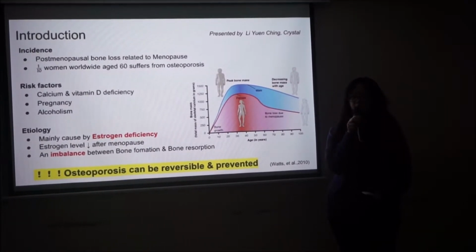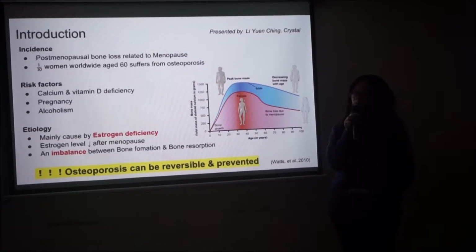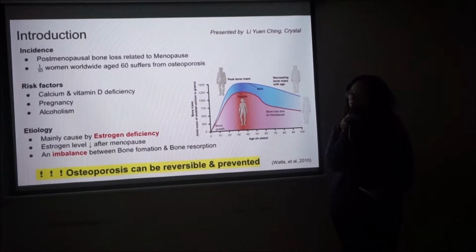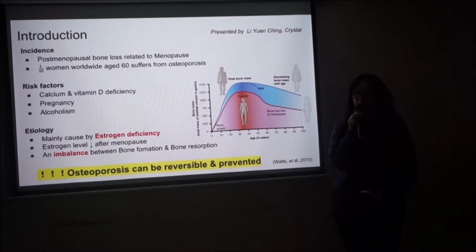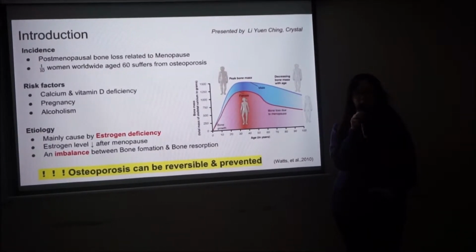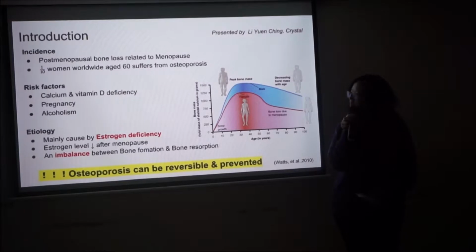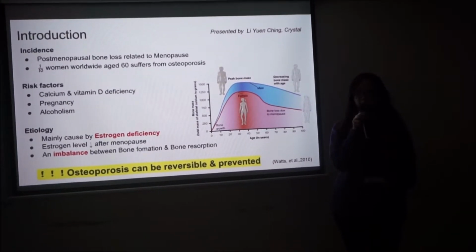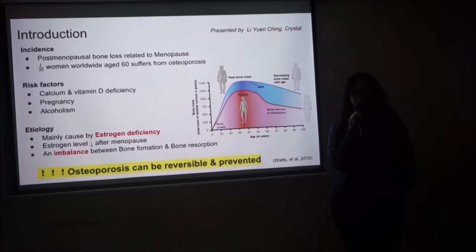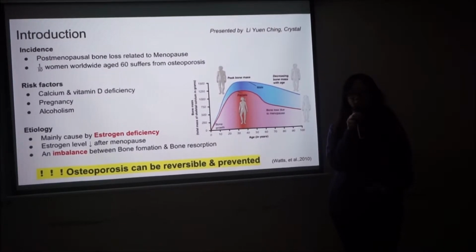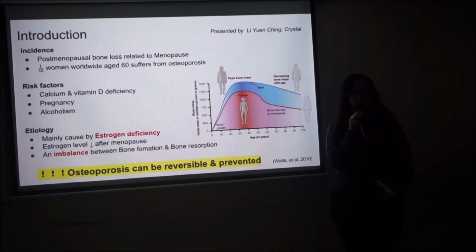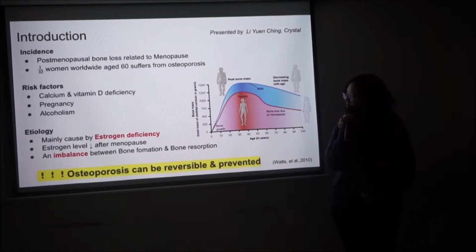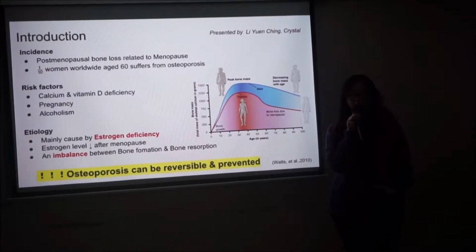Osteoporosis is an important issue for women because there is great evidence illustrating that postmenopausal bone loss is related to menopause. 10% of women aged 60 suffer from menopause in the world. It identifies osteoporosis as a common disease in the population. The risk factors of osteoporosis are the deficiency of calcium and vitamin D, pregnancy, as well as alcoholism.